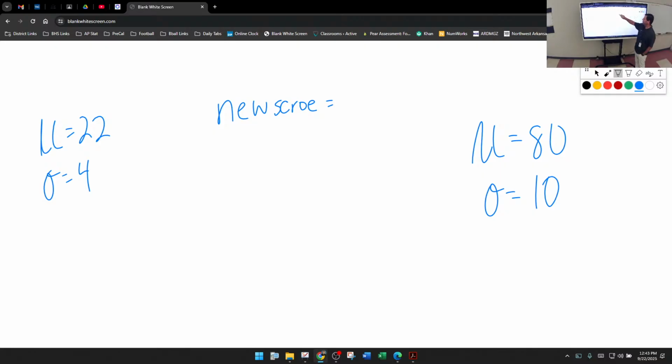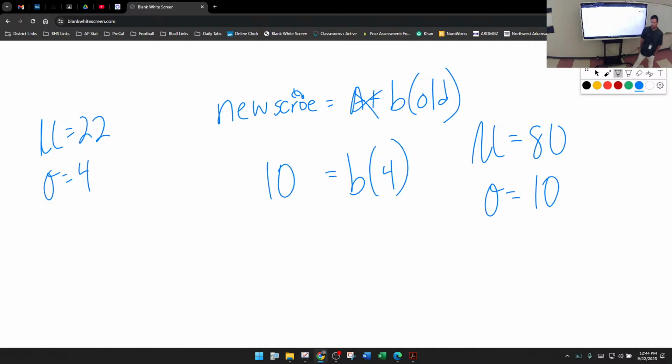Okay, so then they say new score equals A plus B times old score. I have dyslexia, leave me alone. And that's A plus B times old. Okay, y'all good? All right, standard deviation. Addition and subtraction do not affect it. So if addition and subtraction do not affect it, I can plug 4 into old. And I want the new standard deviation to be 10. And so I'll divide both sides by 4, and I will get B to be 2.5.